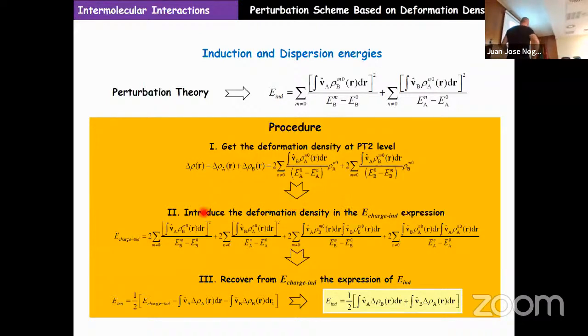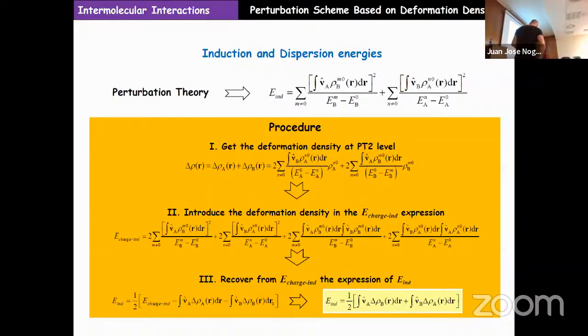Okay, then after some algebra, we extract the expression of the induction energy that we have here. This induction energy has the expected shape, because you can see the potential created by the perturbed monomer A interacting with the polarization density of B, and the other term, B interacting with the change in the electron density of A. But the interesting point here is that this is multiplied by 1/2.